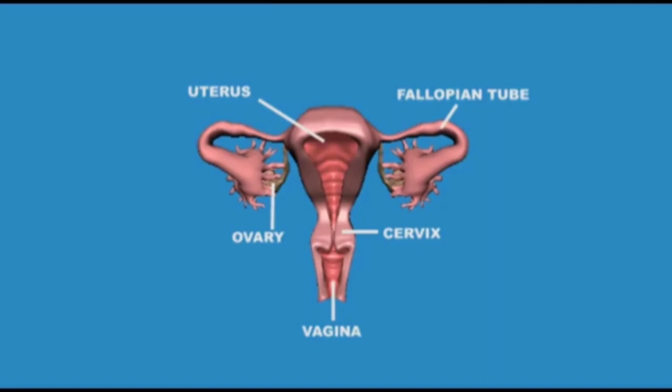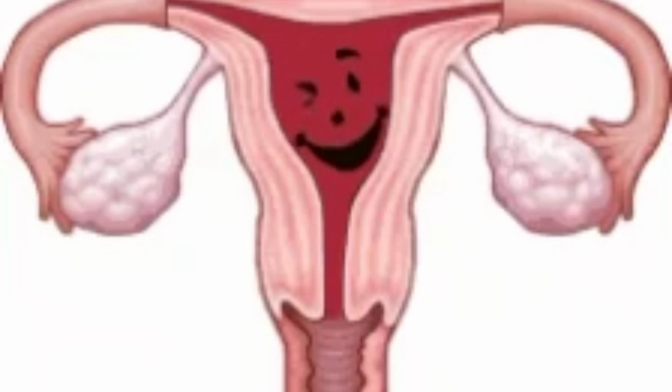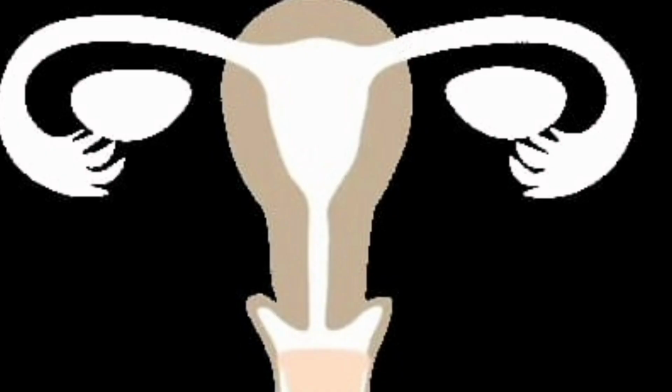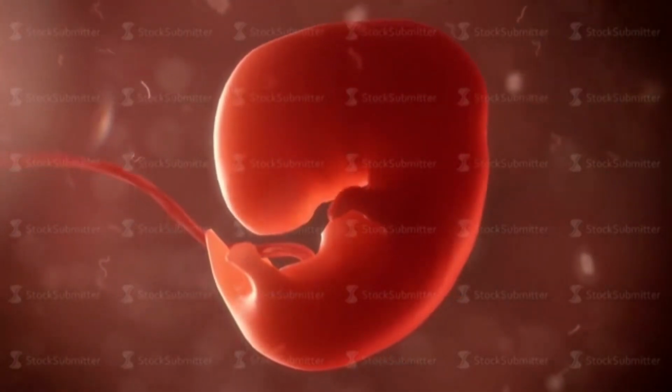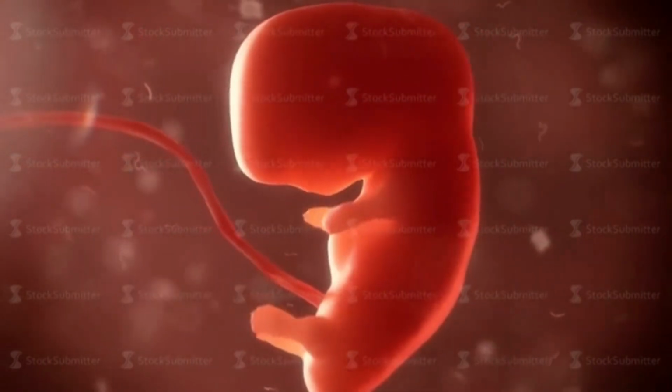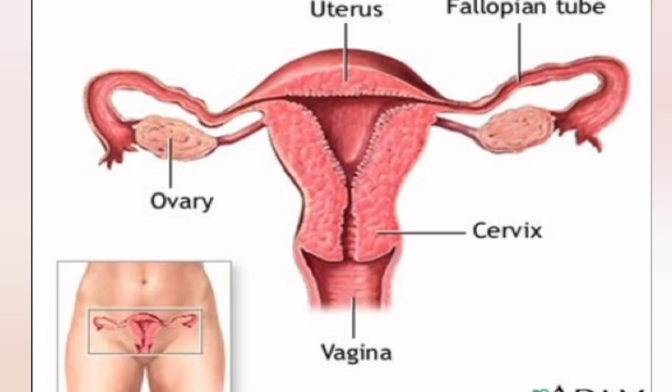The next very important structure of the female reproductive system is the uterus. It is a single pear-shaped, highly muscular hollow structure present in the pelvic cavity between the urinary bladder and the rectum. The development of the fetus occurs inside this uterus. Hence, it is also known as womb. The narrow lower part of the uterus is called the cervix, which leads into the vagina.